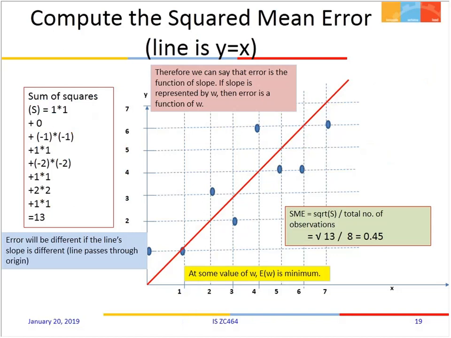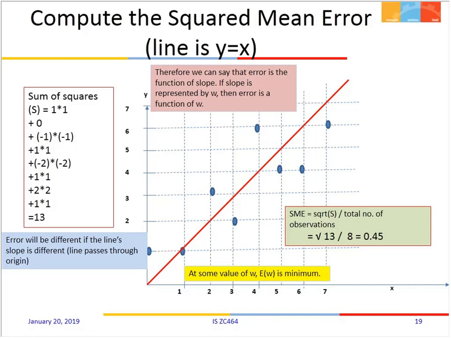So error is associated with this W and we computed it as E. Since this error is heavily dependent on this line's slope, we are calling it E(W). So for one line, we have one W. For one W, we have one error value, right?